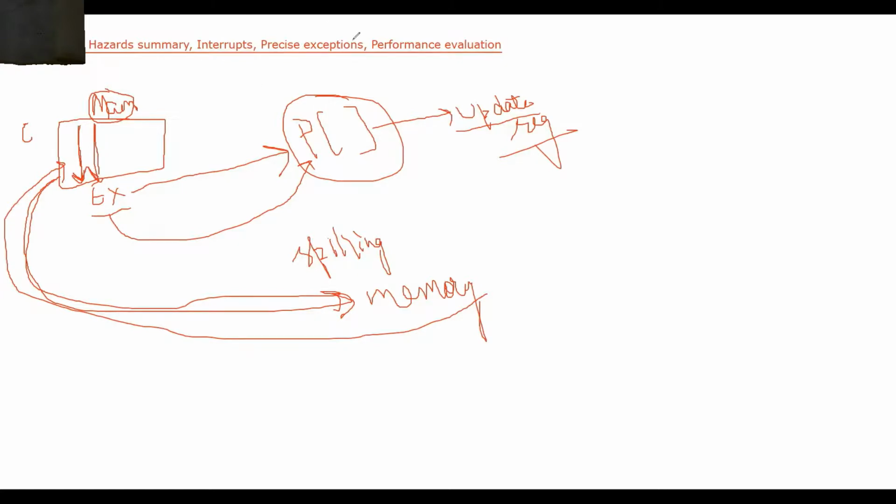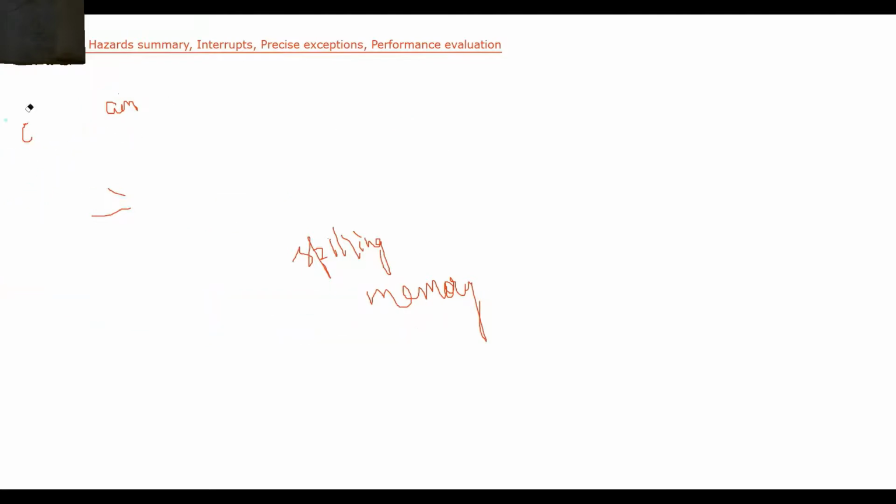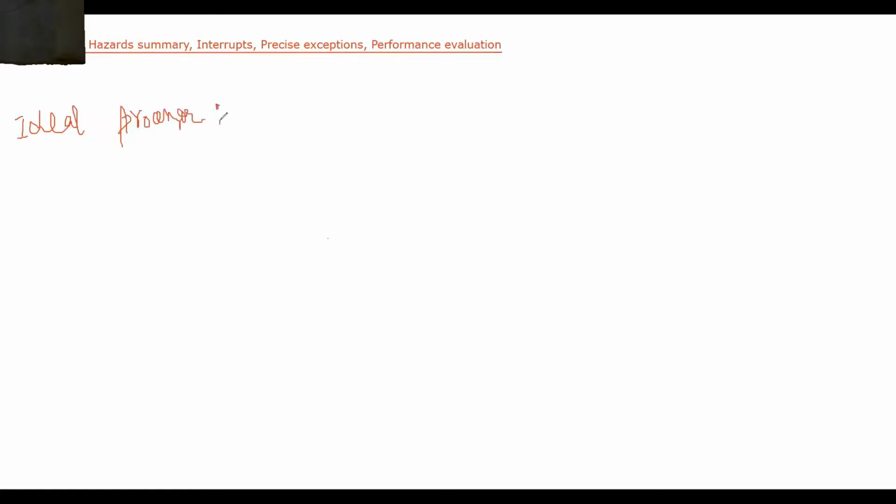Okay. So now let's see some examples discussing how to evaluate the performance of processors. For an idle processor, what is the meaning of idle processor? Idle processor means that there is no hazard in this particular processor, and it is uniform. Uniform means all the stages have similar delay.